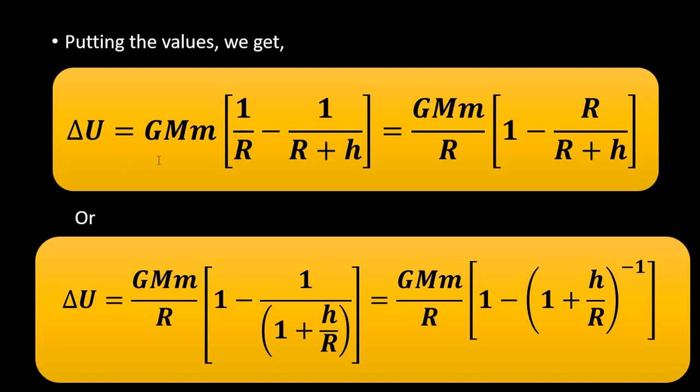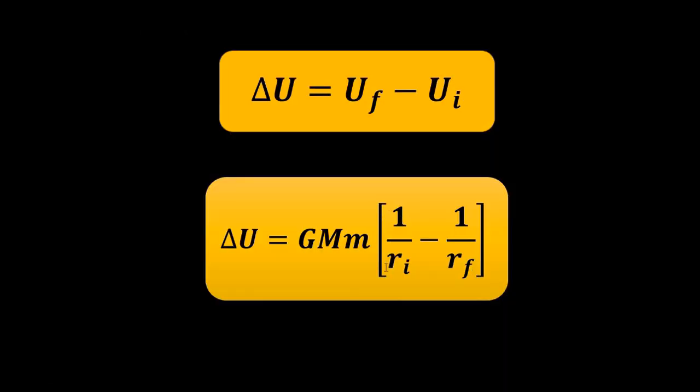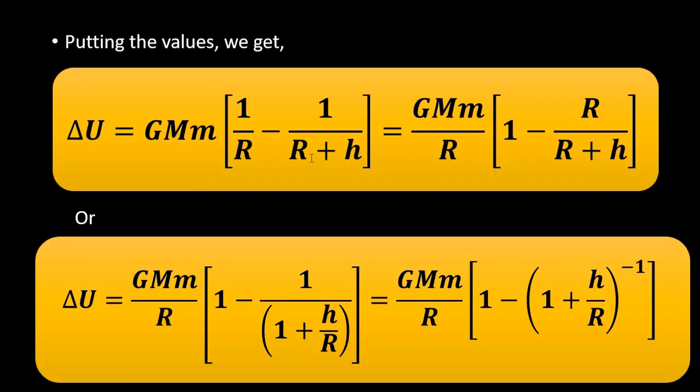Delta U is equal to G capital M small m (1 by R minus 1 by R plus h). Instead of Ri we have used capital R, instead of Rf we have used capital R plus small h. Now we'll take 1 by R common here, so we have capital G capital M small m by R, and we have 1 minus R by R plus h. We have multiplied R in the numerator so that it stays the same on both LHS and RHS.